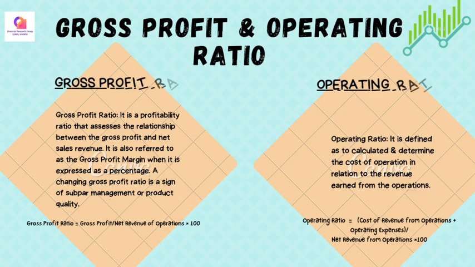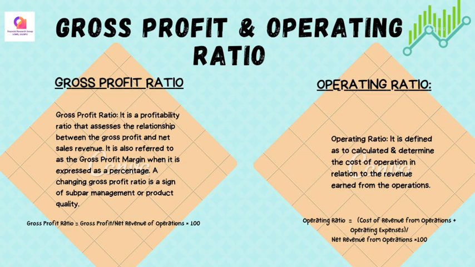The types of profitability ratio are: the first one is gross profit ratio. It is a profitability ratio that assesses the relationship between the gross profit and net sales revenue. It is also referred to as the gross profit margin when it is expressed as a percentage. A changing gross profit ratio is a sign of subpar management or product quality. The formula of gross profit ratio is gross profit upon net revenue from operations into 100.